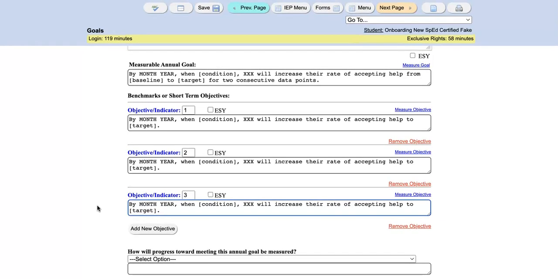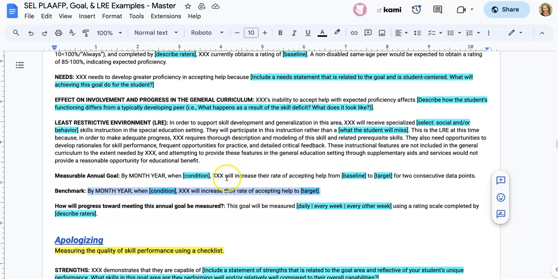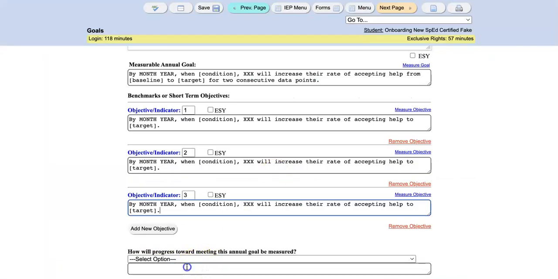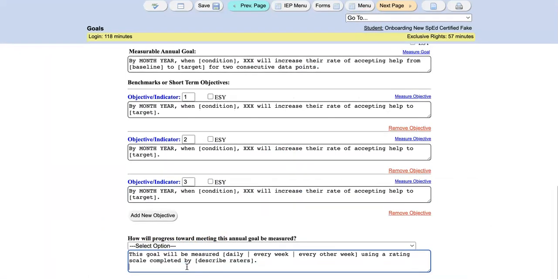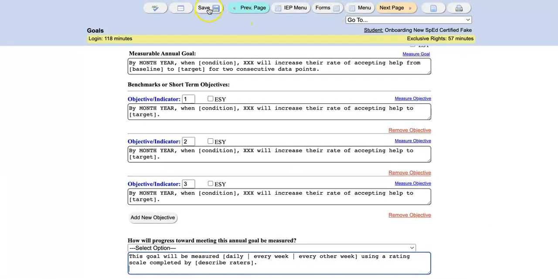You can have more than 2, but you need to have at least 2. And then the last section that you'll see here is how we are going to be measuring the progress. And that is also listed here as well. So I'm going to copy that, Control C on my Mac, and then Control V, paste it in there, and click Save.